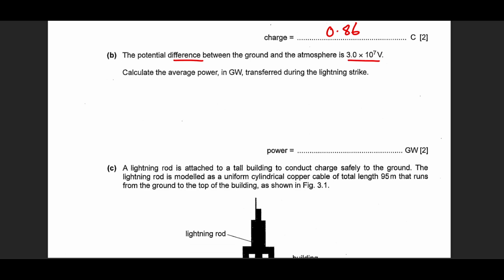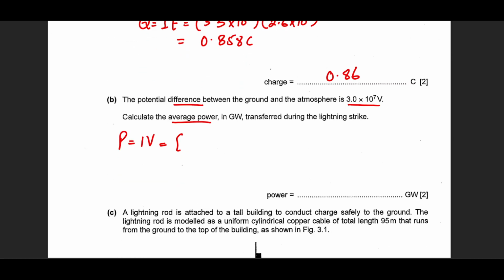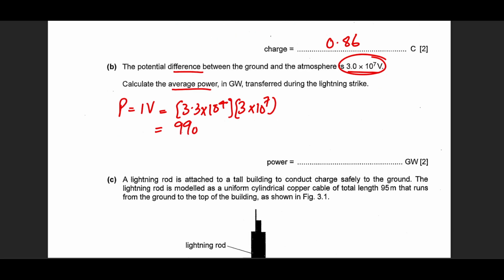In the next question, he says that the total potential difference between the ground and the sphere is 3 times 10 raised to power 7. Calculate the average power. So power is equal to current times voltage. The current in the previous part is given to us as 3.3 times 10 raised to power 4. So let's replace that value: 3.3 times 10 raised to power 4, and the voltage is 3 times 10 raised to power 7. Once you calculate that, you get the answer as 990 times 10 raised to power 9 watts. Now we know that power 9 is actually for the prefix giga, so this is going to be 990 gigawatts.